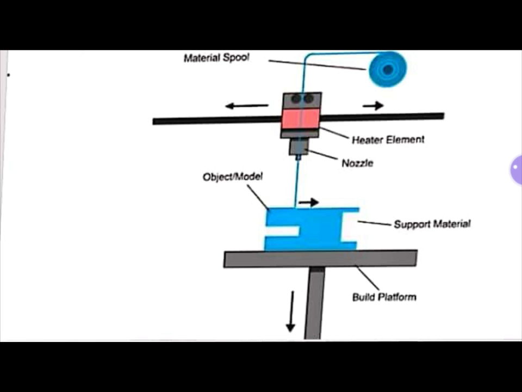After laying the second layer, the build platform is again lowered, and then the material is going to be deposited again for a thickness of 2 mm. This is how the entire object is going to be built in this particular material extrusion process.